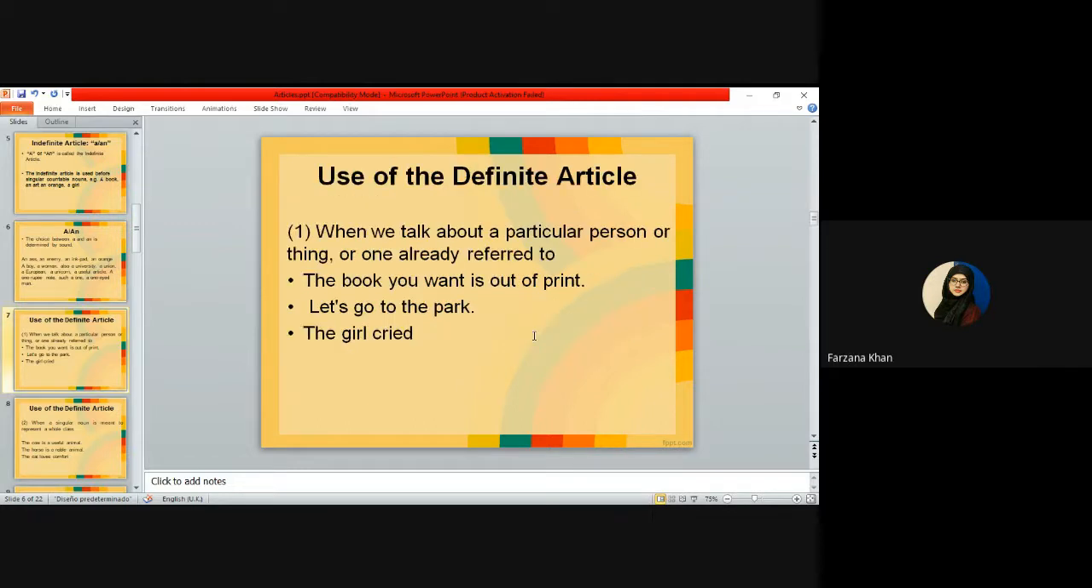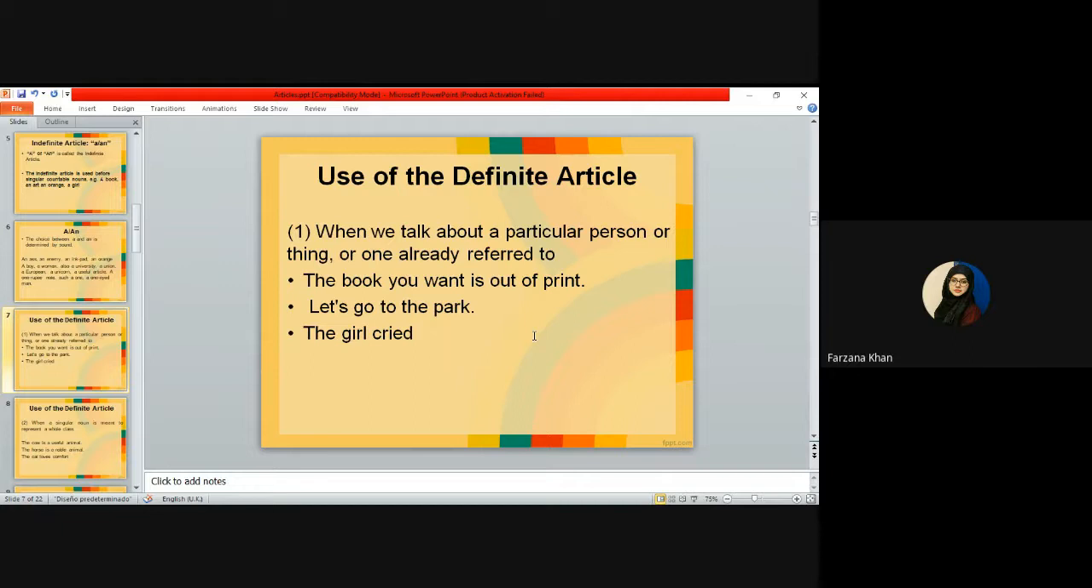Well, there are certain rules about the use of the definite article. Let me explain these rules one by one, which I'm sure will be very helpful for you for making your speech and writing effective and error free.